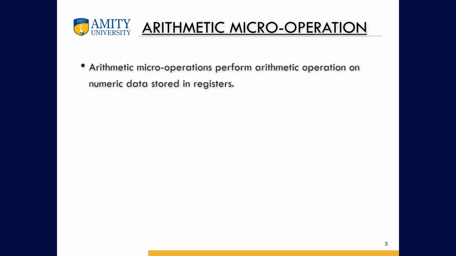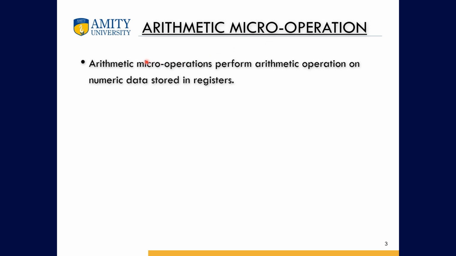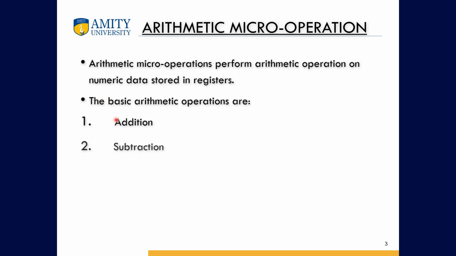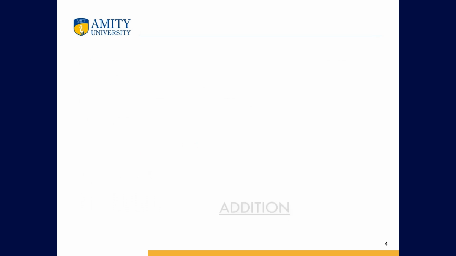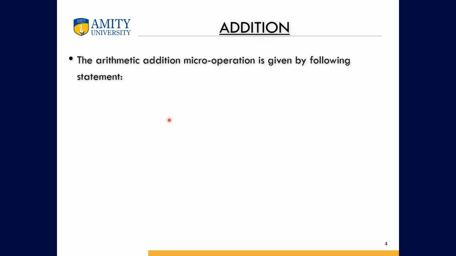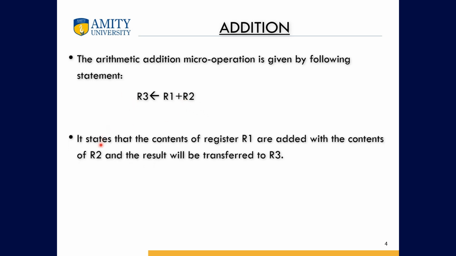In the first case, arithmetic microoperations are performed, and these are, as the name states, arithmetic operations. So they're basically done on numeric data, and they include operations such as addition, subtraction, increment, decrement, and so on. Addition. So the addition microoperation is given by the following statement, where data from register 1 is added with the data from register 2, and it is then transferred and stored in register 3.